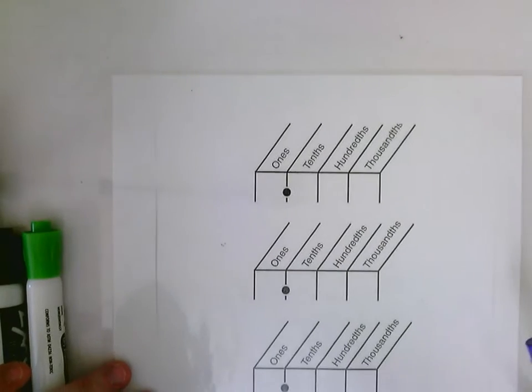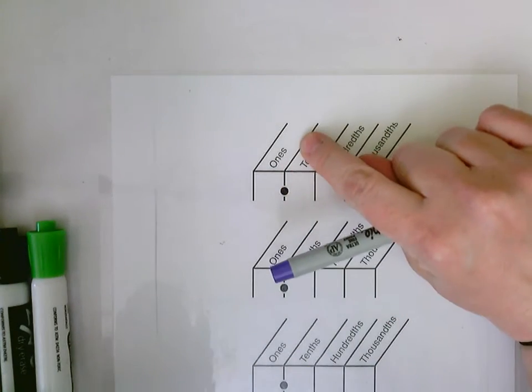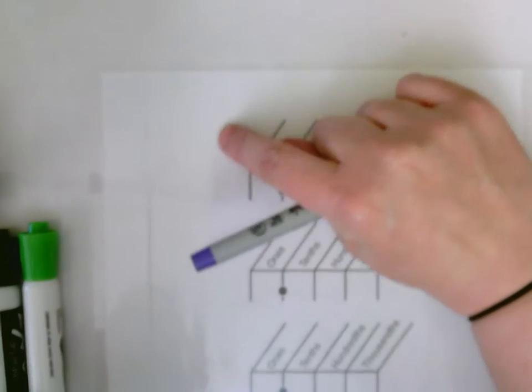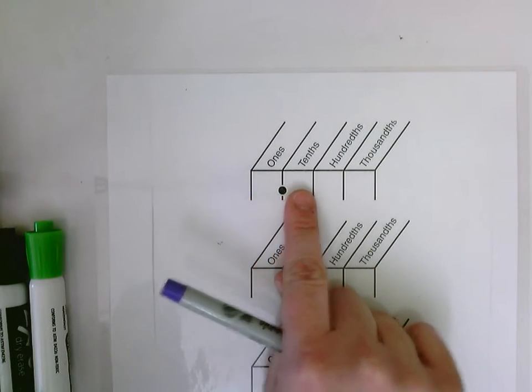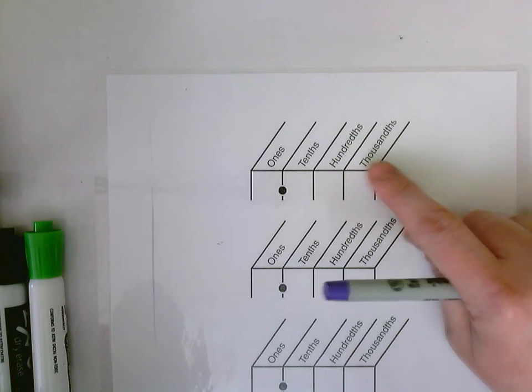We can use a place value chart to help us understand where our decimal point goes. If this is our ones place, in larger numbers, we would have ones, tens, hundreds, thousands moving to the left. But as we get smaller, we're going to move to the right with tenths, hundredths, and then thousandths.